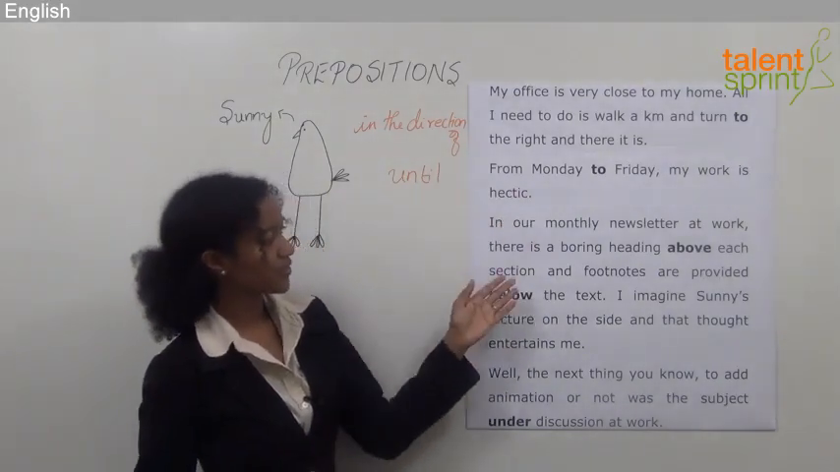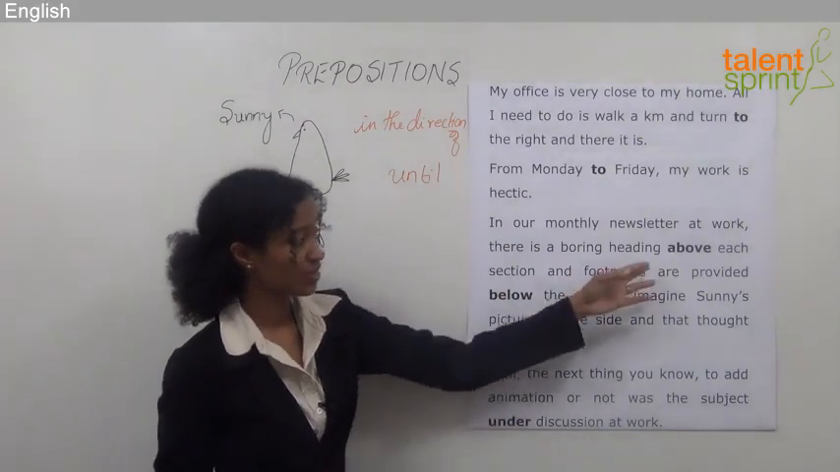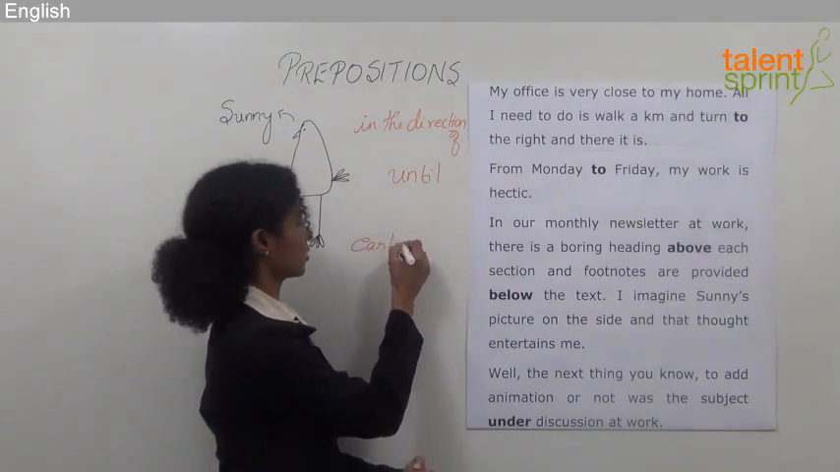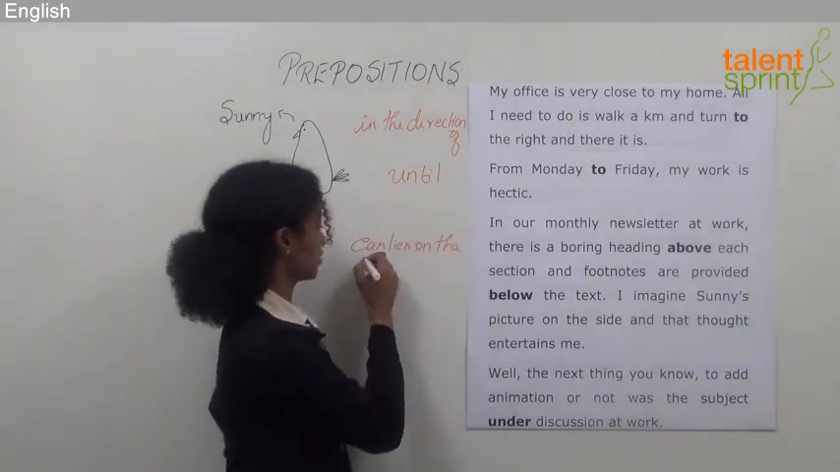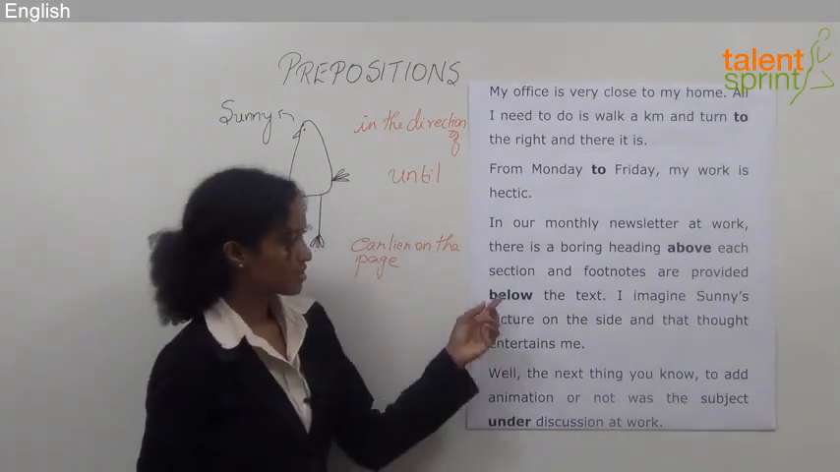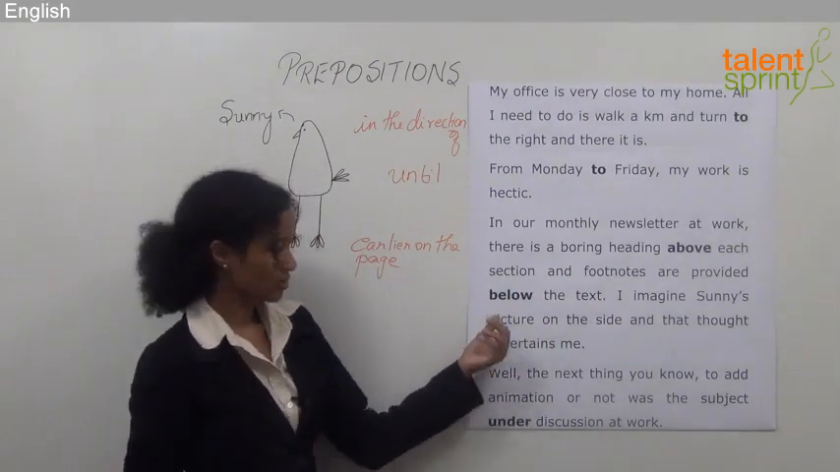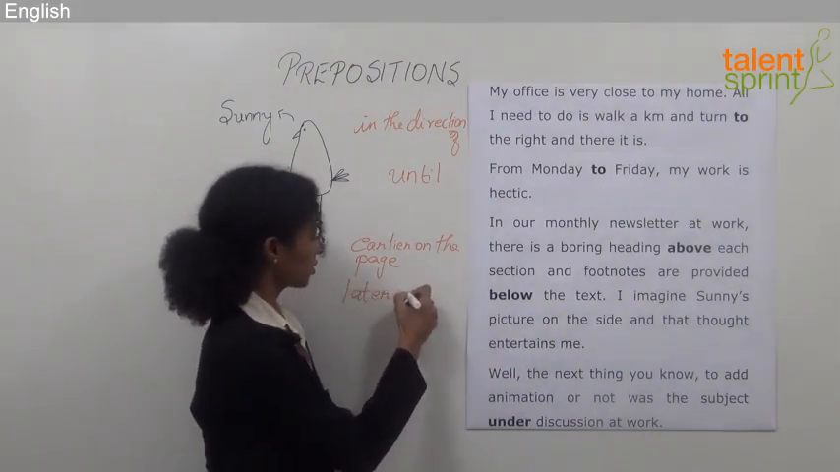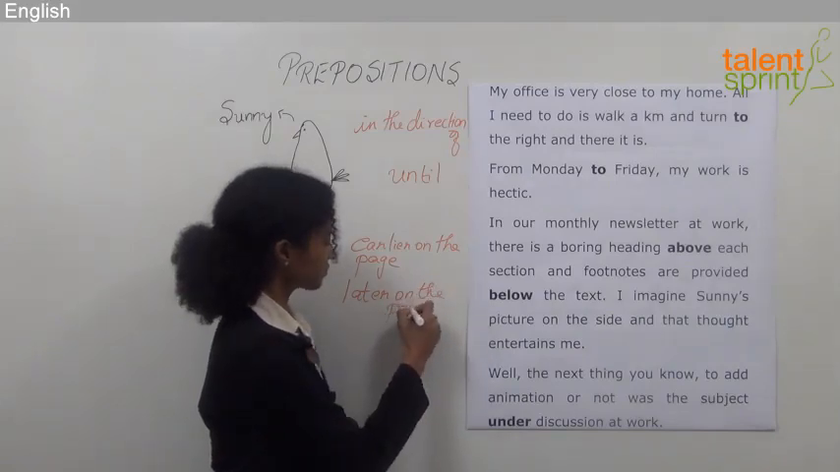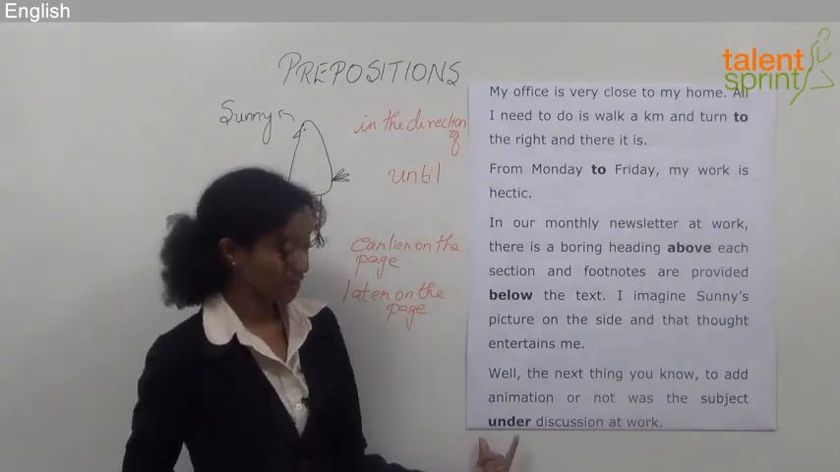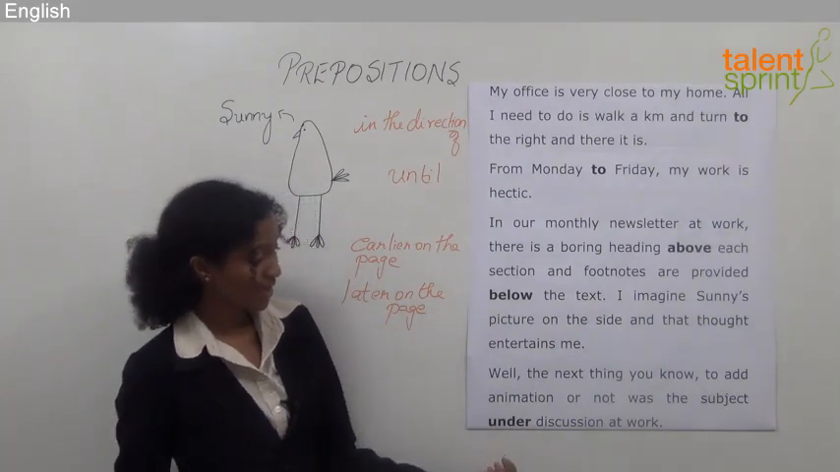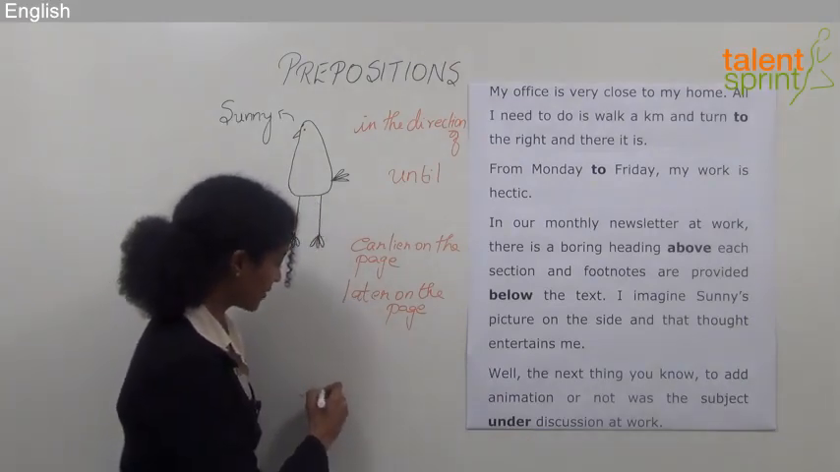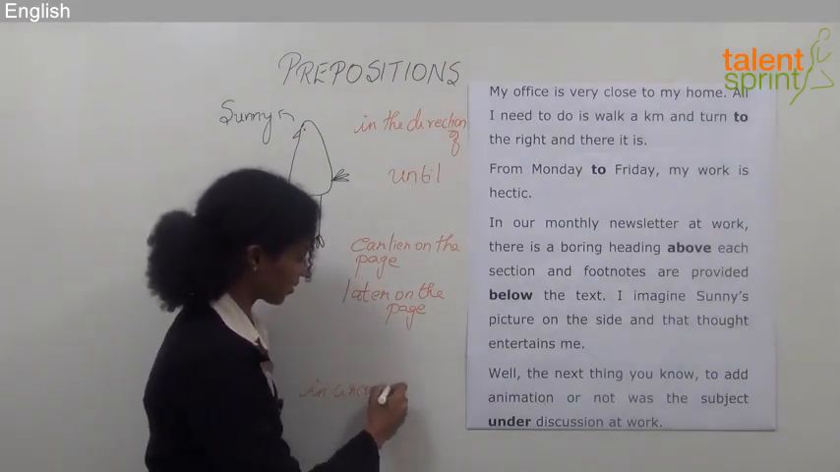In our monthly newsletter at work, there is a boring heading above each section. Here, above denotes earlier on the page. And footnotes are provided below the text. So below denotes something that is later on the page. Here, the last line, the next thing you know, to add animation or not was the subject under discussion at work. Here, under denotes in circumstance of.